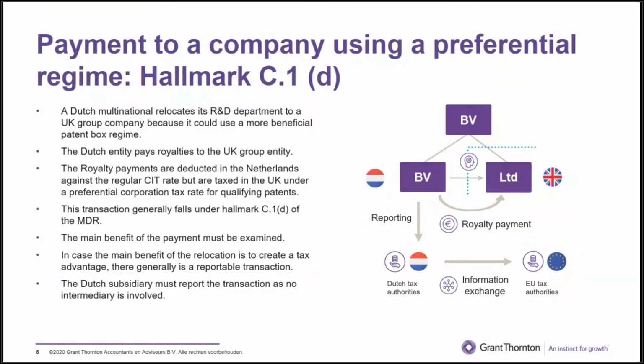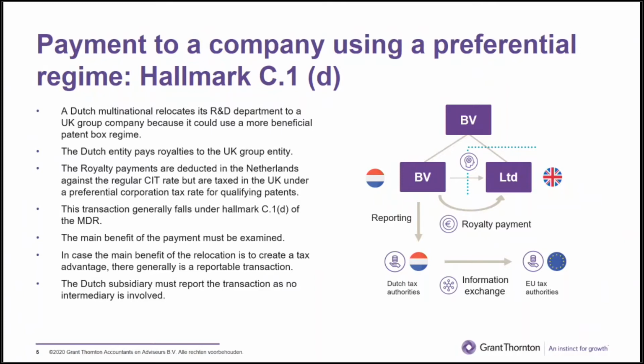Okay, perfect. That helps. So maybe on to your questions about some examples. Without making it too technical, I thought it would be worthwhile to present you with two examples. One is one with the main benefit test linked to it. So on the slide, you will see a multinational group with an R&D department. And let's say the only reason that this multinational is considering shifting the R&D department to another country is because of an even better preferential tax regime.